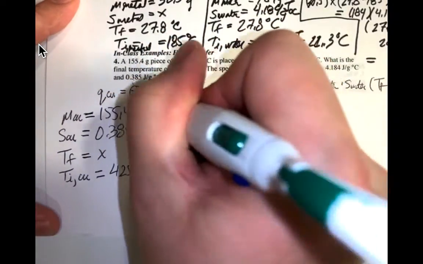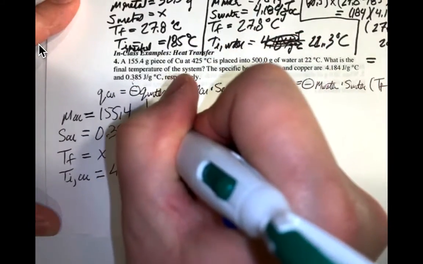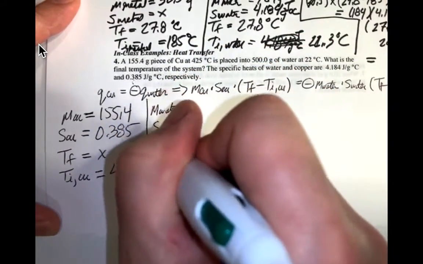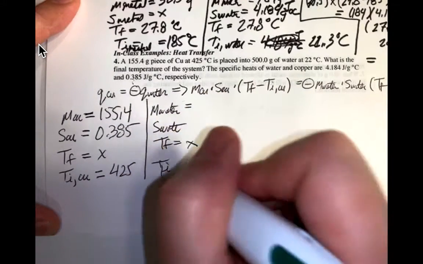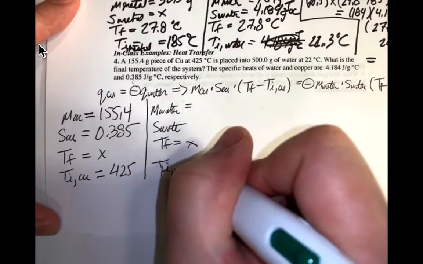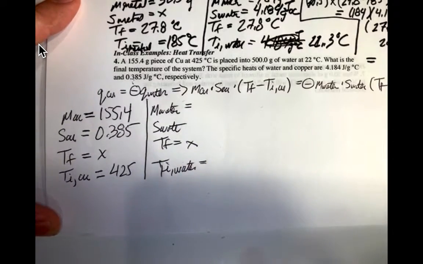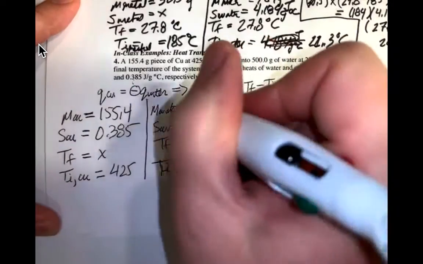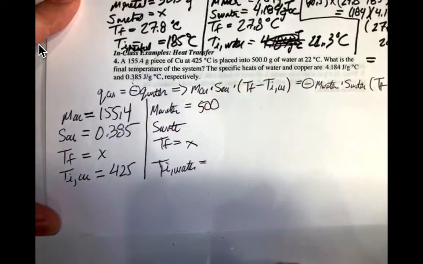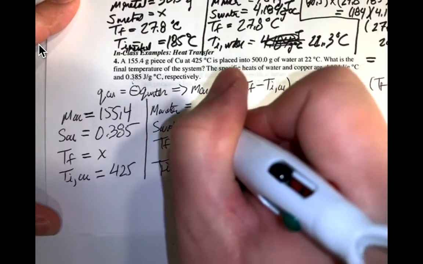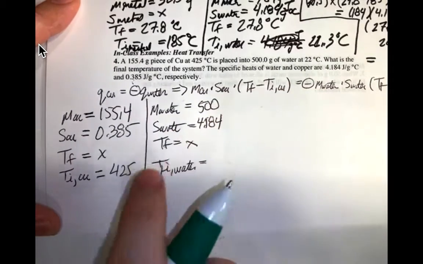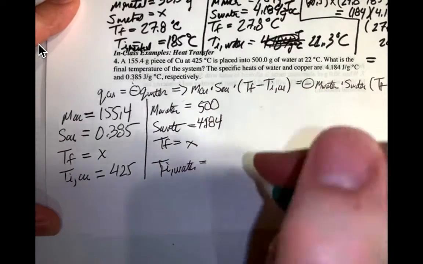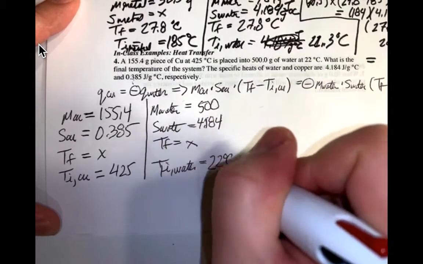Now we're going to do the same for our water. The mass of the water, specific heat of the water, final temperature, which is again going to be an unknown, and the initial temperature of the water. So the mass of the water is 500 grams. Its specific heat is 4.184. The final temperature is unknown, and the initial temperature is 22 degrees C.